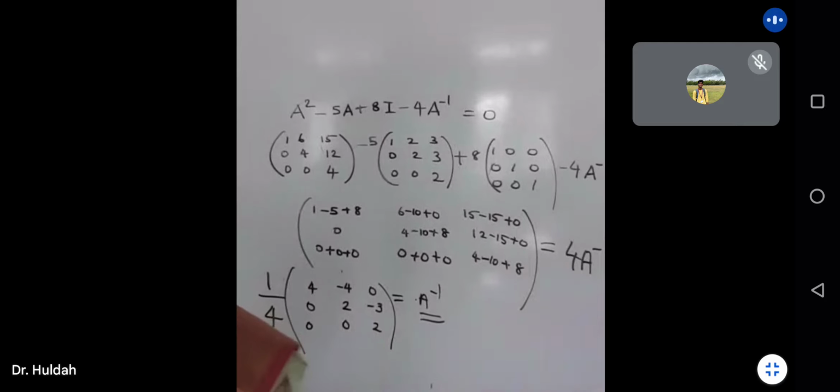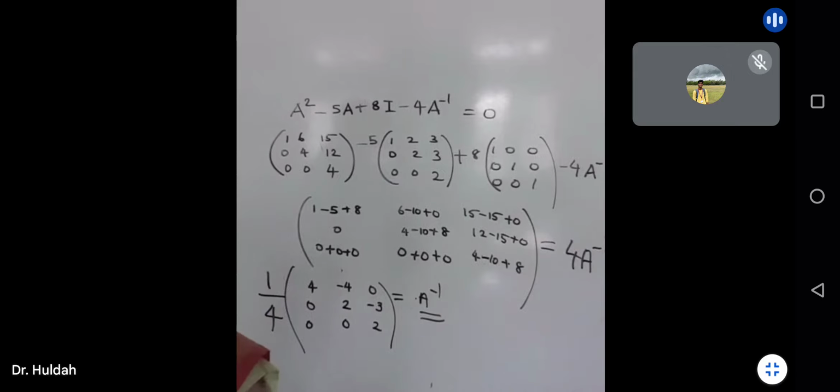It's very easy, no? So when you use Cayley-Hamilton theorem, you can easily find the inverse. Of course, the previous step was difficult. We needed to find A cube, A square.